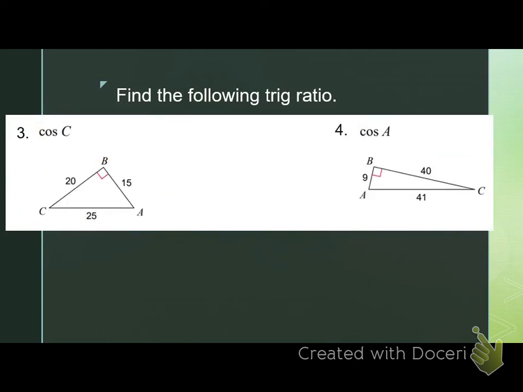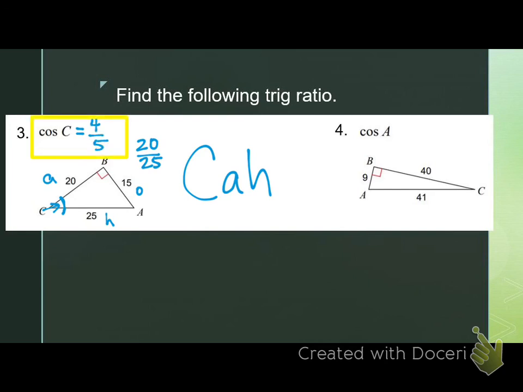Cosine, how do we spell it? C-A-H. So this one we probably have to label the whole triangle to find the adjacent. But we want cosine from C. Which one is the hypotenuse? 25. Which one is the opposite? 15. So that means the adjacent is 20. So my fraction would look like 20 over 25. This can be reduced. They're both divisible by 5. So we get 4/5. You're going to get other numbers than 4/5. It's just that I told you 3, 4, 5 was the most common Pythagorean triple.